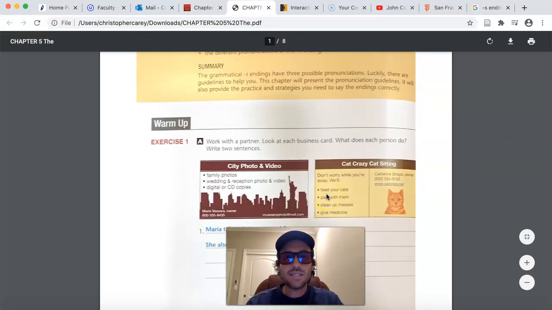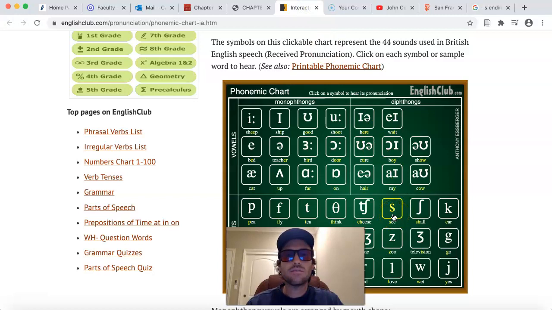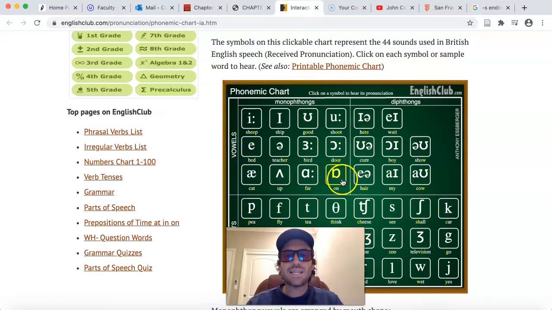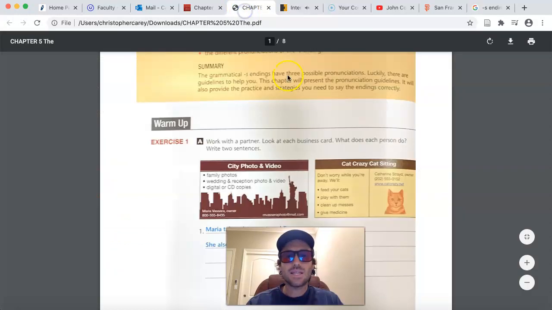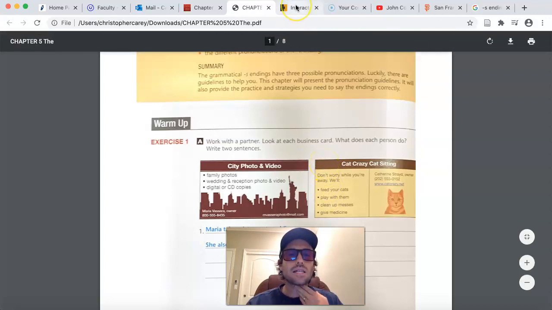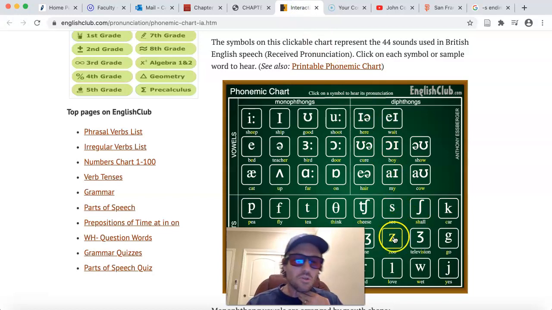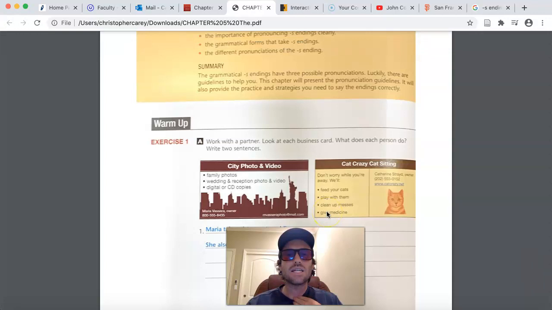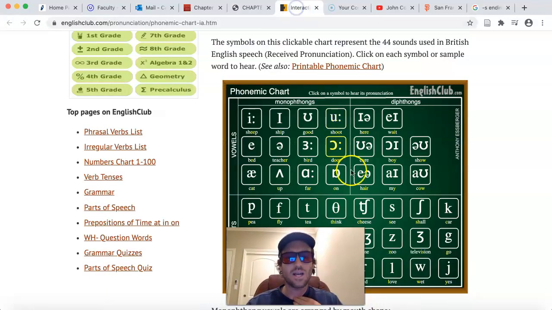So far we have feeds, S consonant sound. Catherine feeds our cat, or your cat. She plays. Z consonant sound. She cleans up messes. Cleans. Kind of in between S and Z, but I think more Z. Cleans. Z. And the last one, gives. Also a Z consonant sound.